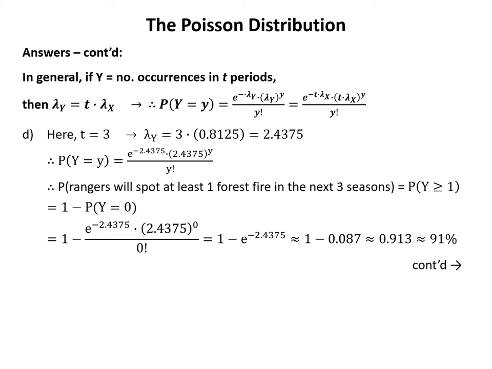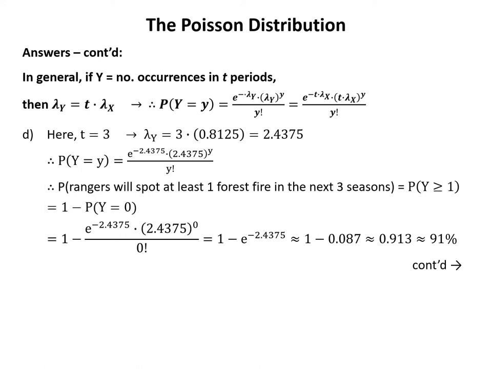Now, in general, if Y is equal to the number of occurrences in t periods, then lambda Y is simply equal to t times lambda X. So in other words, your probability distribution, you can see in the slide here, ends up being the same Poisson function, except we replace the lambda X with the lambda Y, and that equals t times lambda X. So in this particular problem, we have t equaling 3, and so to get our lambda for Y, we just multiply the original lambda for X, which is 0.8125, by 3. And so we get 2.4375. That's the average number of fires in three seasons.